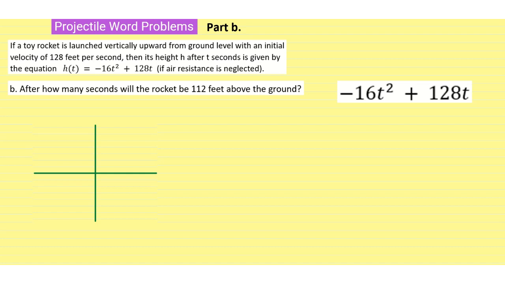Hello, this is Charlene. We are going to do part B of our projectile word problem about the toy rocket. If you notice, it says part B there. There was a part A and there's going to be a part C, so just check below this video for the links to the other parts.